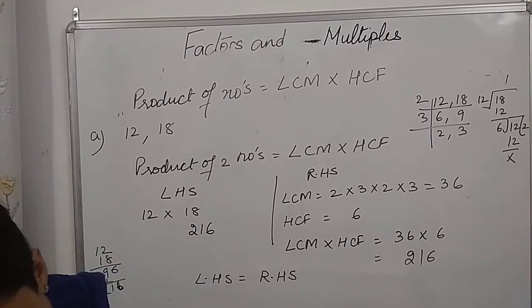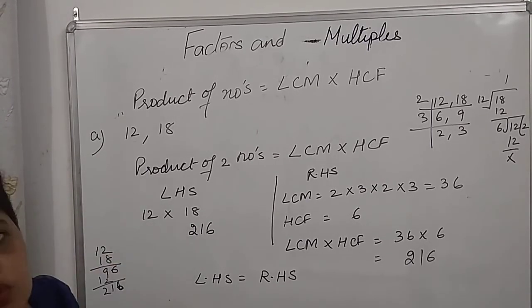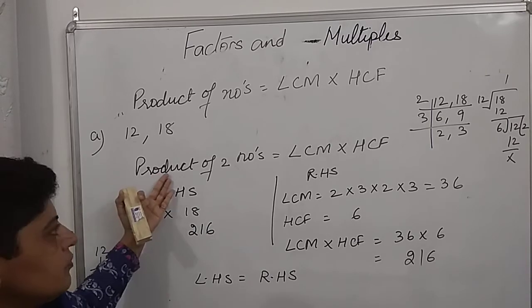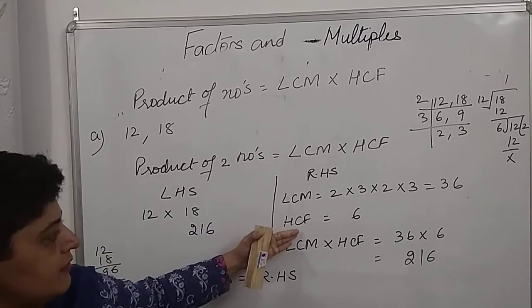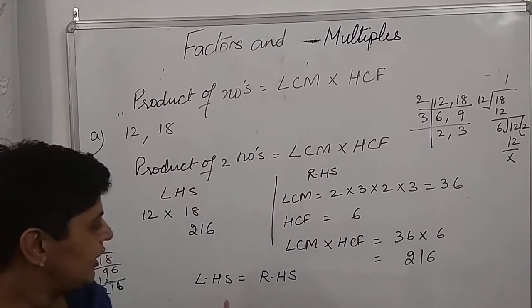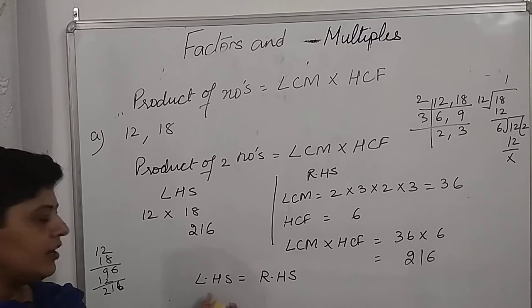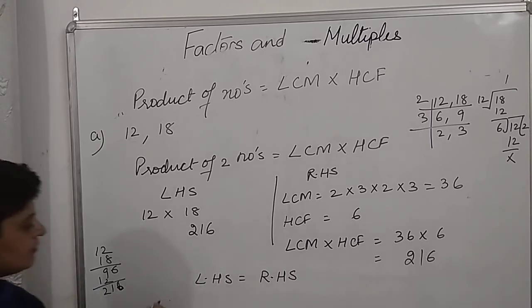So if we are given two numbers and we are asked to verify the property, we'll be following this whole procedure in which we find the product of two numbers, LCM, HCF and multiply LCM with HCF and find out whether they are both equal. So in case they are, left hand side is equal to right hand side, hence verified.